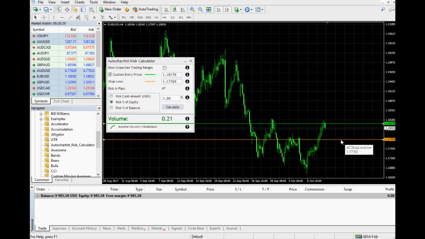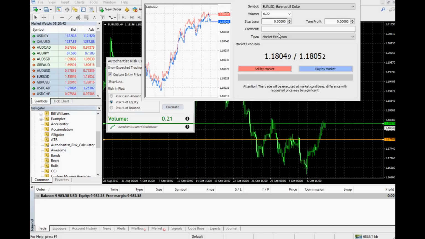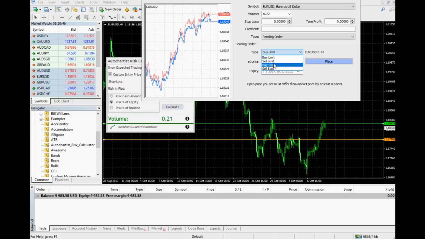Once again, with every change you make, the volume value changes. In this example, we see that if we plan to place a buy stop position on Euro Dollar and we want to risk 1% of our capital, then we need to set our volume as specified in the risk control panel, like this.